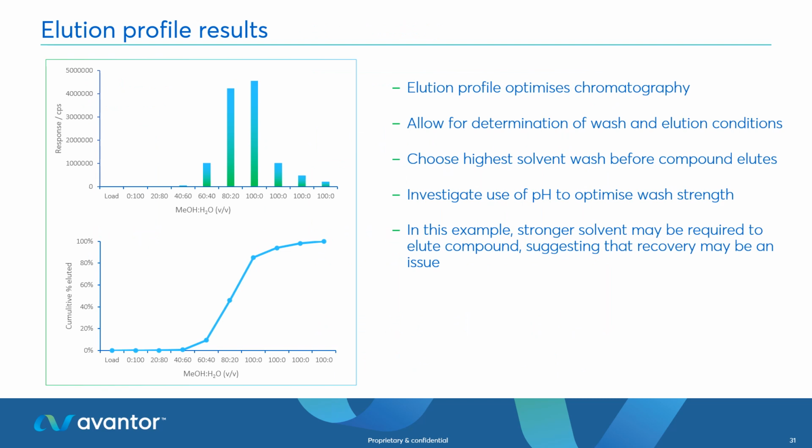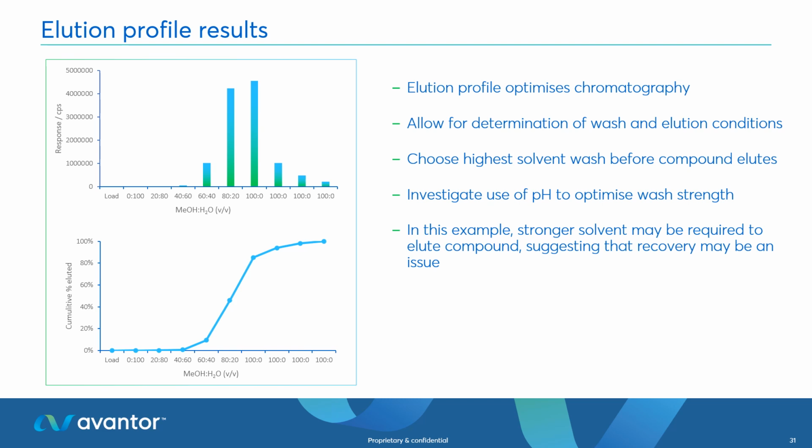So what does the data look like from these elution profiles? So the top left gives the raw data. And what we can see here is a plot of the response from the mass spectrometer versus the different compositions that we're applying through the SPE cartridge. So on the load step, we don't see anything coming through. That's good. We don't want to see breakthrough occurring.